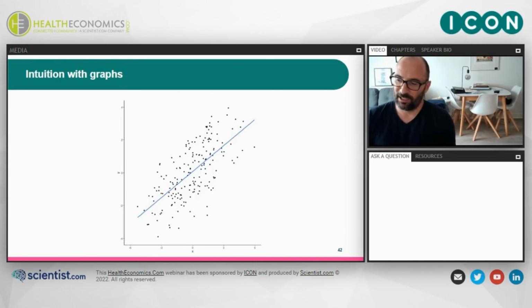Now, in the next few slides, I'm going to try and explain exactly what that is with some simple graphics. And hopefully this will get across some of the intuition. I'm going to be using some dummy data, and this is necessarily simplified.